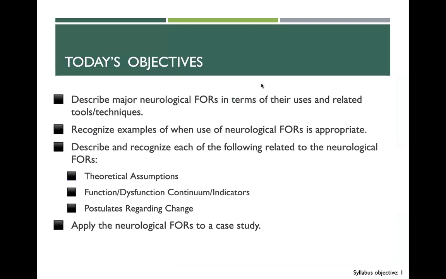So today's objectives, we want to describe major neurological frames of references in terms of their uses and related tools and techniques. We want to recognize examples of when to use the neurological frames of references as appropriate. Describe and recognize each of the following as related to the neurological frame of reference, including theoretical assumptions, function and dysfunction continua, and indicators, as well as postulates regarding change. We're also looking at applying the neurological frames of references to a case study, and that'll be done in class starting on Wednesday.